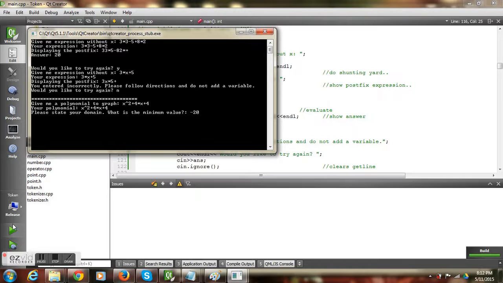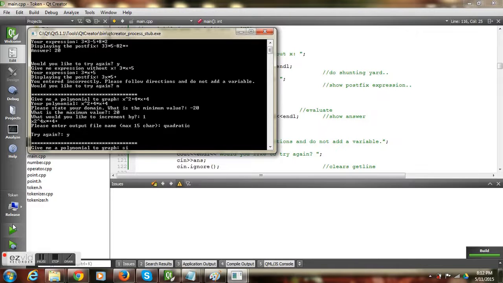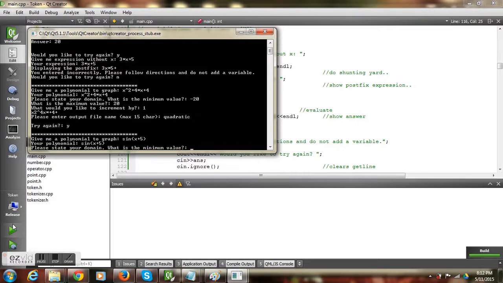So now we're going into the polynomial. We're going to do the quadratic, x squared plus 4x plus 4. And we're going to do the domain as negative 20 to 20. The increment is 1. I use SVG. SVG was an easy way to graph, compared to your SFML counterpart, people.